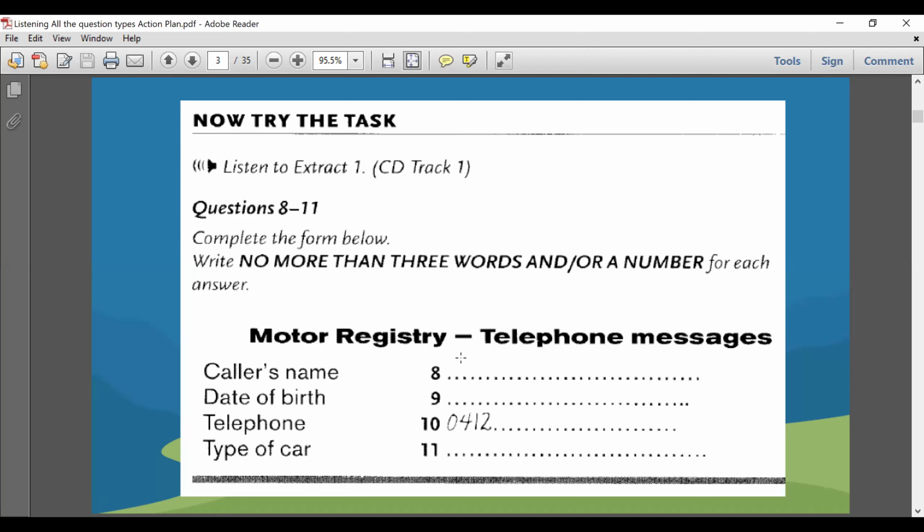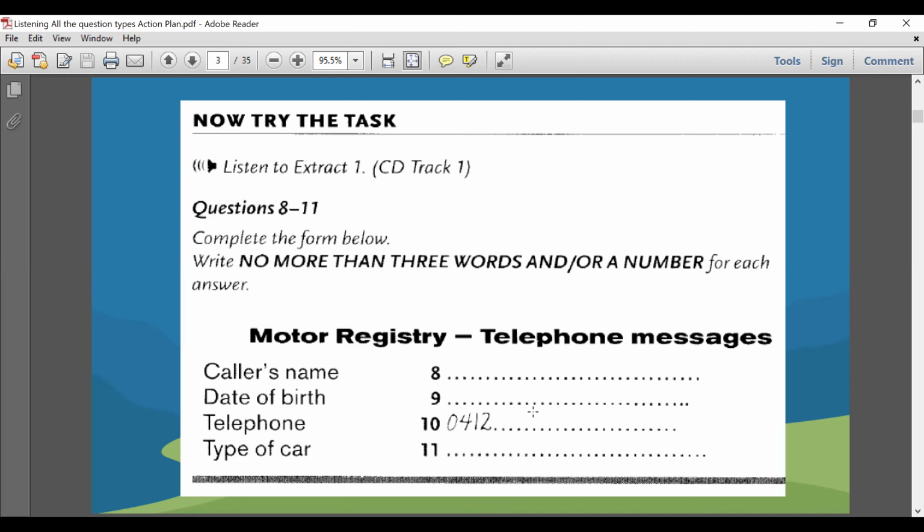Listening Section 1. Extract 1. Questions 8 to 11. Good morning, Motor Registry. Oh, good morning. I'd like to arrange a day to take my driving test. OK. Have you done the knowledge test yet? Yes, I've passed that. I got 99%. Right. What's your name? And I'll just check that on the computer. Oh, no, the computers aren't working right now. You'll have to give me your details and I'll call you back.